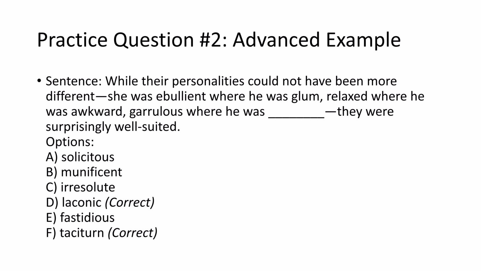Here is another practice question. It's an advanced example. This sentence sets up a series of contrasts between two people. While their personalities could not have been more different, she was ebullient where he was glum, relaxed where he was awkward, garrulous where he was blank. They were surprisingly well suited. Garrulous means talkative, so we predict a word meaning quiet for the blank. We can eliminate unrelated words like solicitous and munificent. Both laconic, using few words, and taciturn, reserved, are synonyms that fit the context of being the opposite of talkative. These are the correct answers.